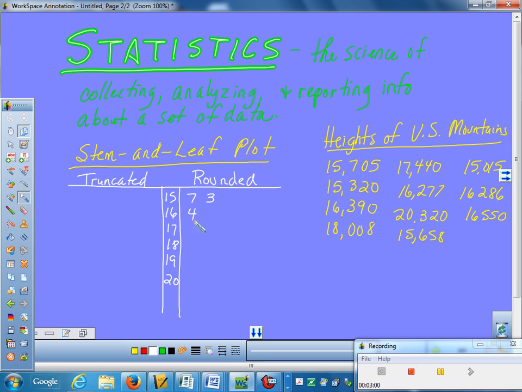So this one would be 16,4, 18,0, 17,4, 16 would have to round up to a 3, 23, 15,7, 15,0, 16,3, and 16,6. Okay, so what's that roughly, just looking at it right now, what's that visually tell you about how the mountains fall in the United States? 15, 16,000 is more average, and then we have a few that are considerably taller.